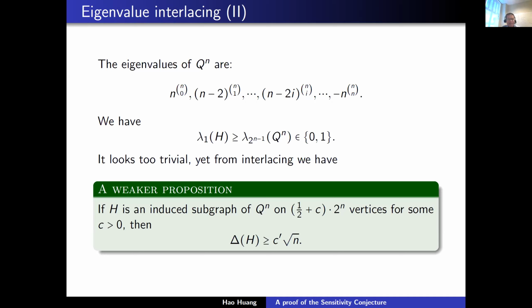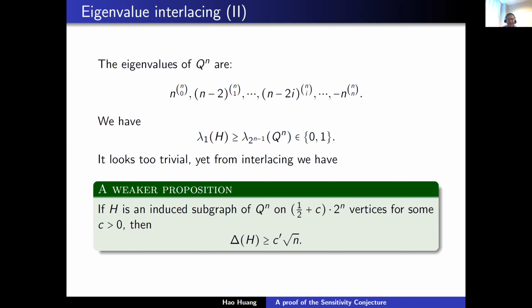And yet, if you use the interlacing, we already get the following result for free. We can show that if you take, instead of 2 to the n minus 1 plus 1 vertices, half plus c times 2 to the n vertices, then the induced subgraph has maximum degree at least a constant times root n. This root n just comes from these binomial coefficients. I'm not saying that this is the best lower bound we can prove. I'm just saying that interlacing can already give us some interesting lower bounds.